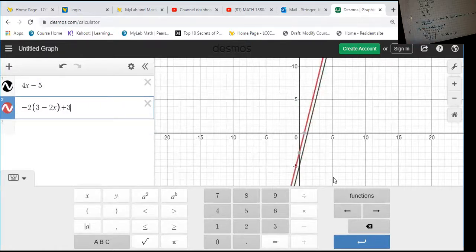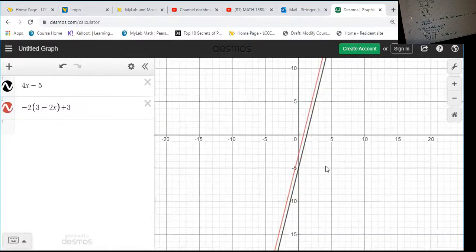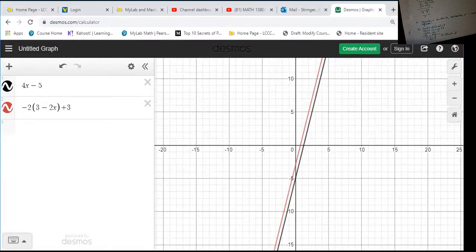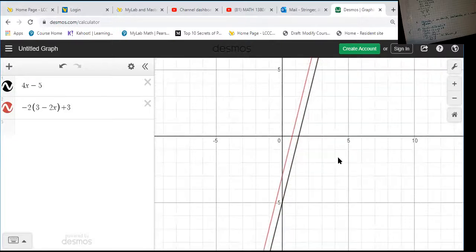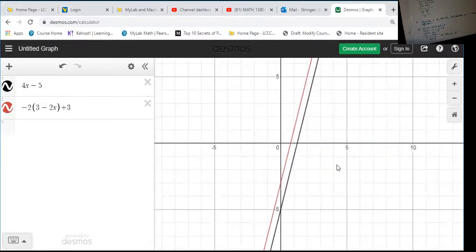All right, take a look at the graph. I can even zoom in a little bit if I want to. What are we seeing? These lines are parallel, and that fits with there being no solution. The lines don't cross, so there's no solution. So that's what this looks like.